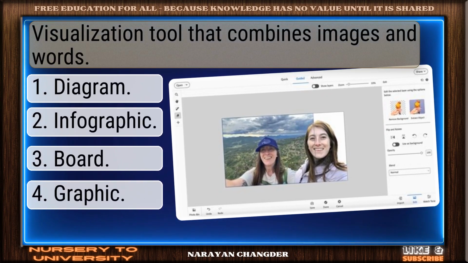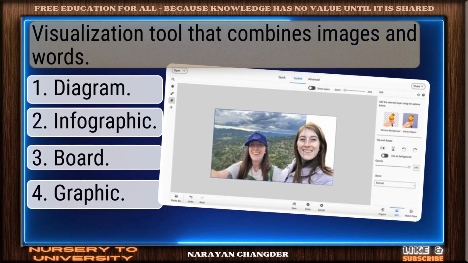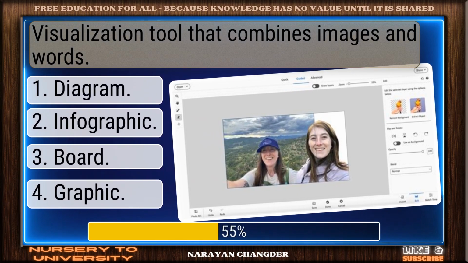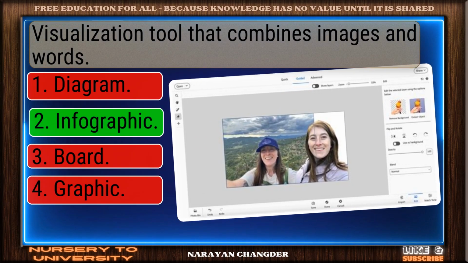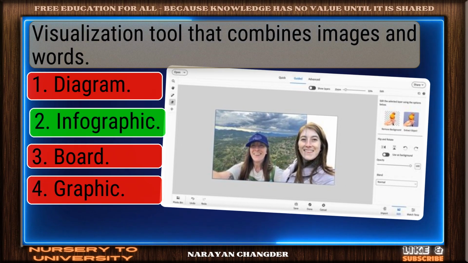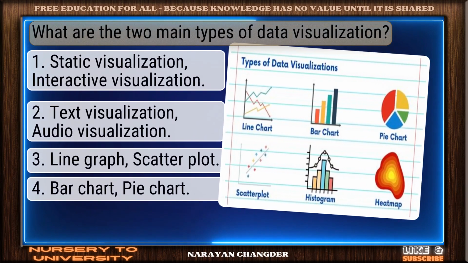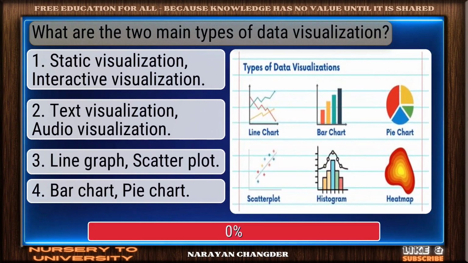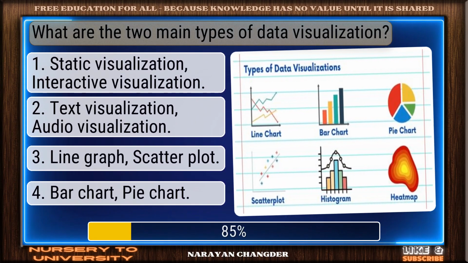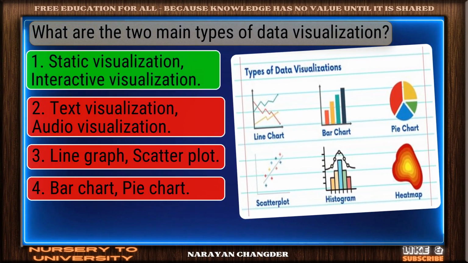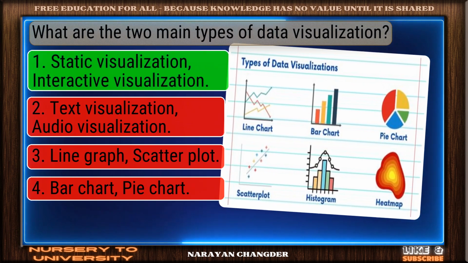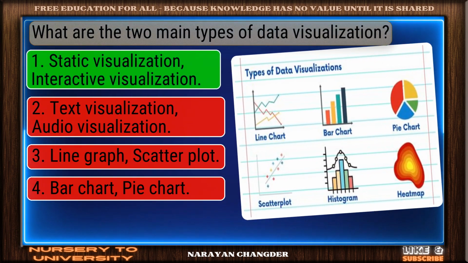Question number 13. Visualization tool that combines images and words. Good job. Your answer infographic works well here. Question number 14. What are the 2 main types of data visualization? Solid response. Static visualization, interactive visualization is a valid choice.